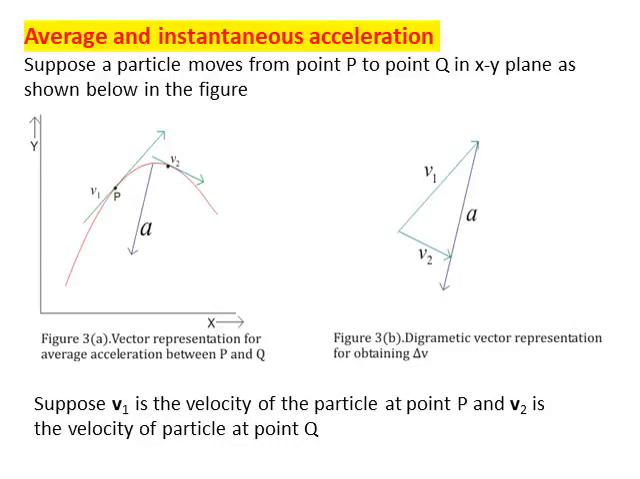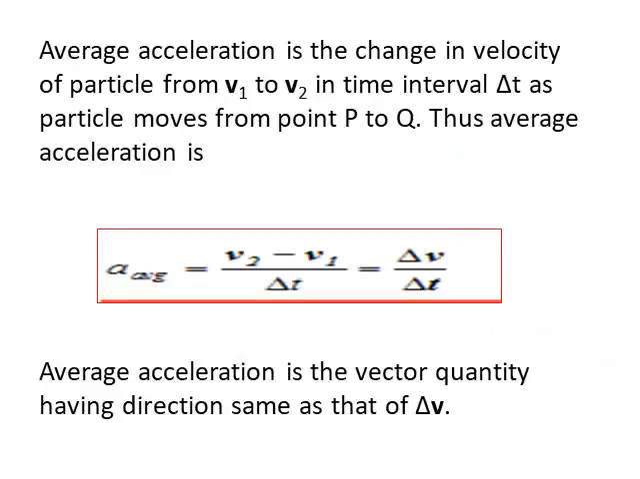The average acceleration of an object is the ratio of the change in velocity and the corresponding time interval. So if the velocity of an object changes from v1 to v2 between point P and another point Q, then the average acceleration will be v2 minus v1 divided by delta t, and average acceleration is a vector quantity having the same direction as that of delta v.